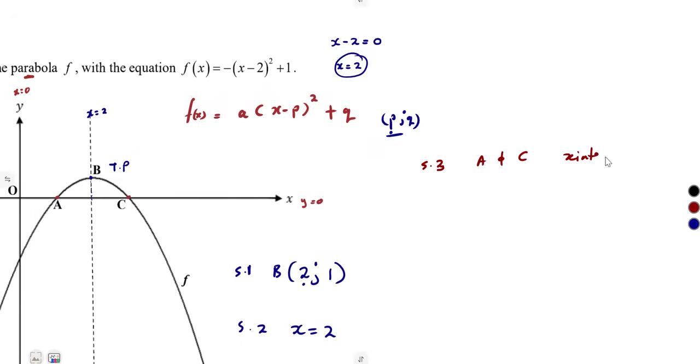For the x-intercept, we do understand that y is supposed to be equal to 0. So therefore, taking our f of x and equating it to 0, it means this whole part, minus into x minus 2 squared plus 1, must be equal to 0.